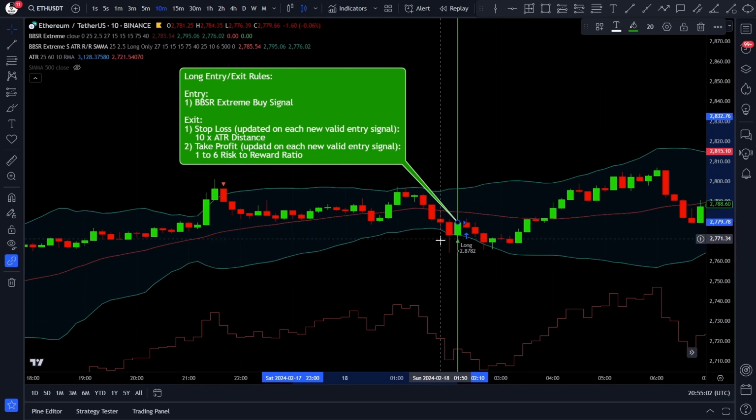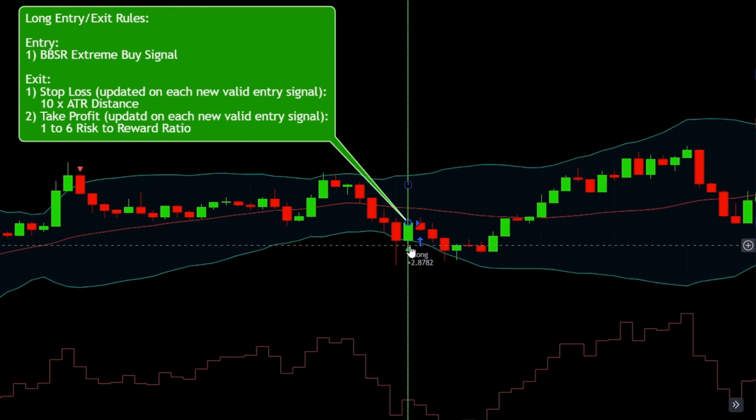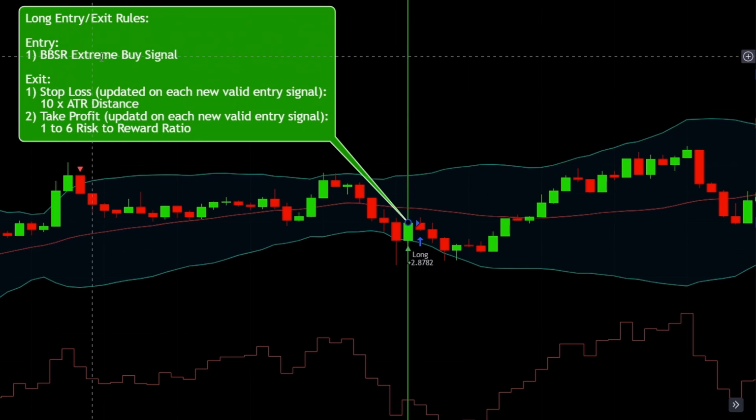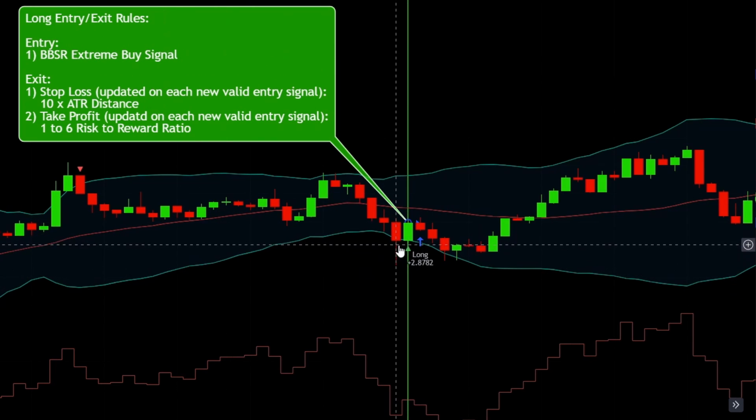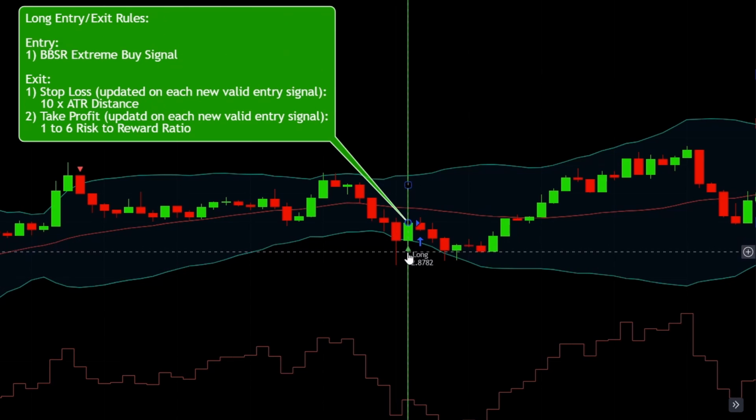Here we have a valid long entry signal. For a valid long entry, first the BBSR Extreme should print a buy signal. If you take a closer look, here you can see a tiny green arrow pointing upwards. And that is the buy signal. As I said, this is a really simple strategy, I just wanted to test out this indicator. So after that we can enter into a long position.